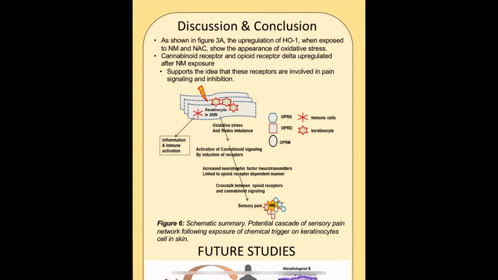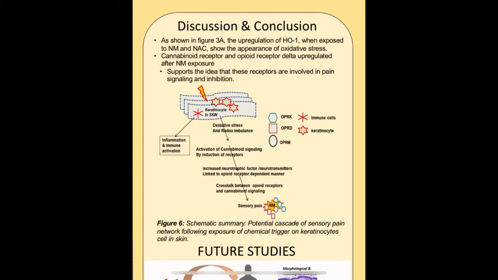To conclude, nitrogen mustard acts in a time and dose-dependent manner. As shown in figure 3a, it introduces oxidative stress, which will later lead to inflammation and pain. Then, opioid receptor delta and cannabinoid receptor 1 and 2 upregulated after exposure to nitrogen mustard, which means they may have a crosstalk in sensory pain in mouse keratinocytes Pam212 cells.